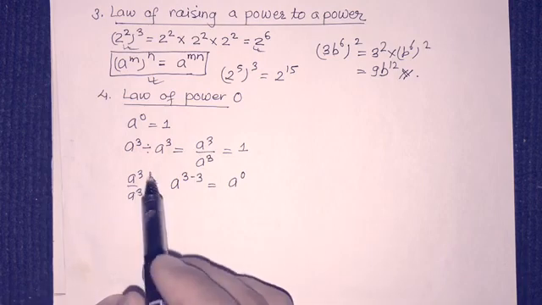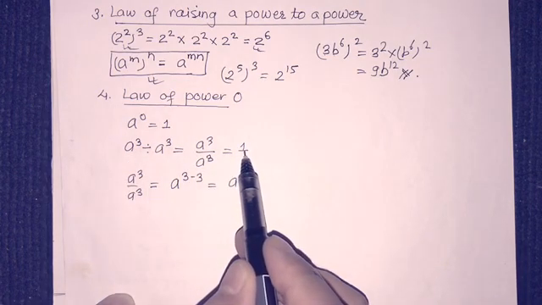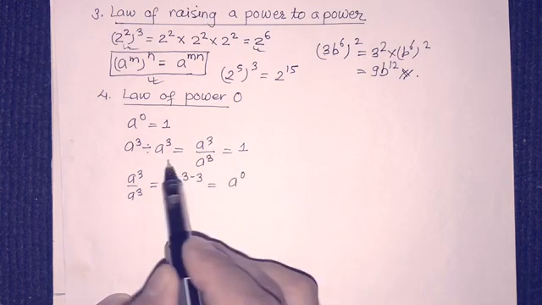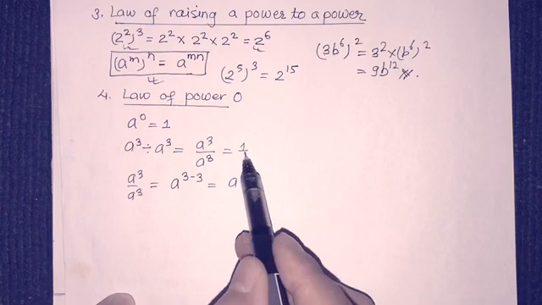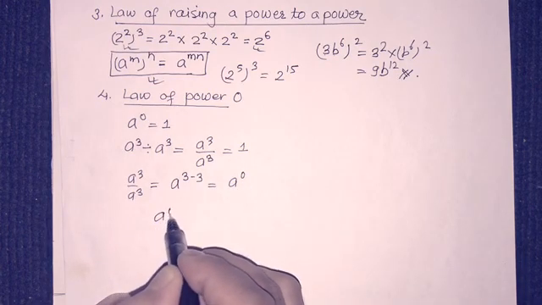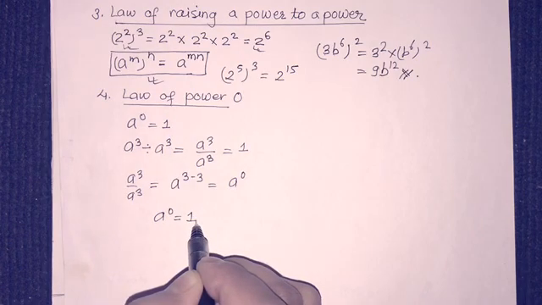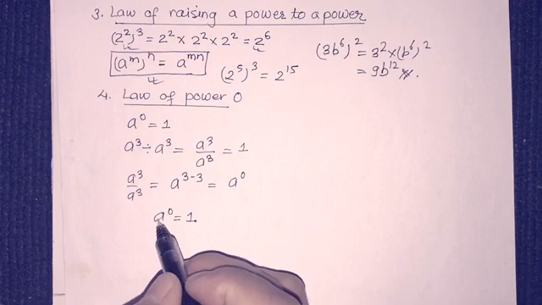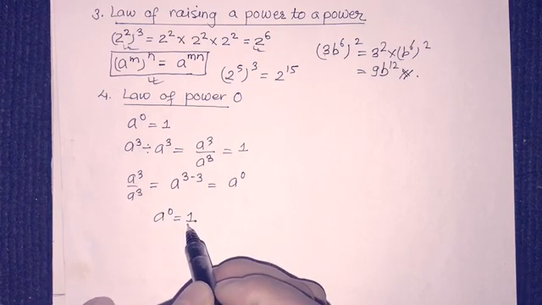Okay, look at here. We have the same calculation in different ways, so these should be equal to one another. Now we can say a to the power 0 is 1. So we can say anything to power 0 is 1. This is the law of power 0.